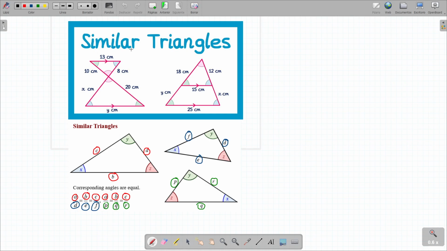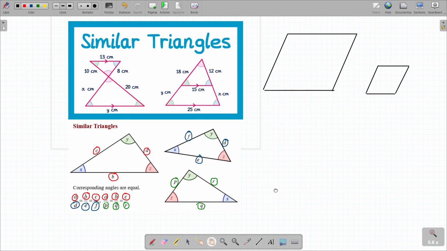The next topic is similar figures, but today we are going to do only similar triangles. Of course, this topic is not only for triangles. We have a lot of shapes that we have done even in class, for example quadrilaterals, which look like this. They follow quite the same characteristics and properties which are shown here.